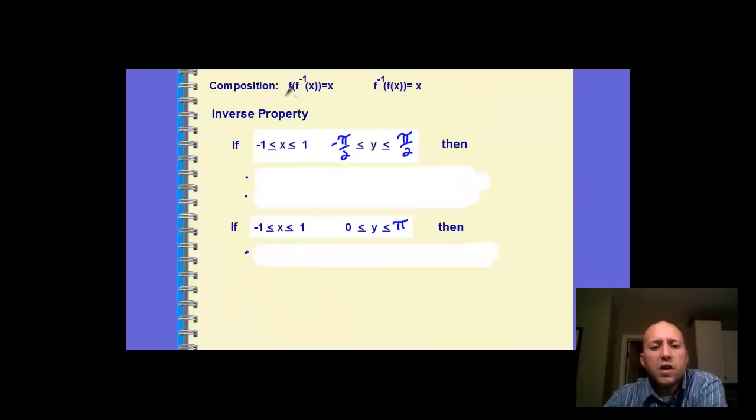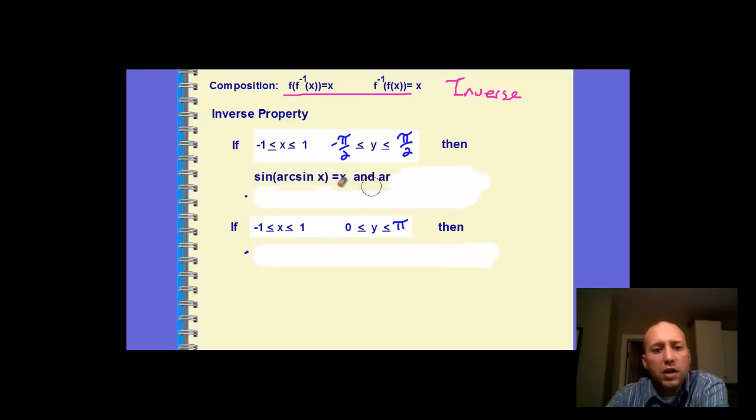So compositions, we talked about this where f of the inverse of f of x is x and the inverse of f of x is x. It was kind of our rule for inverses. This is how you verify two functions are inverses. And so the inverse property is stating that if x is between -1 and 1 and y is between those two angles, then we know these things occur. And these are fairly important. They're pretty basic, but they're important. We're going to use them.